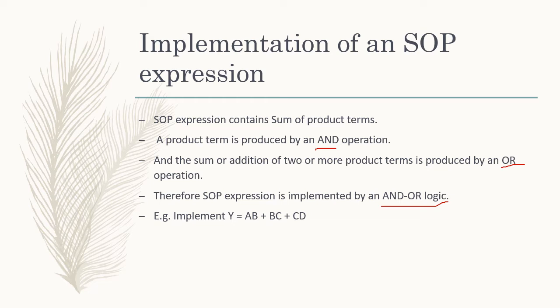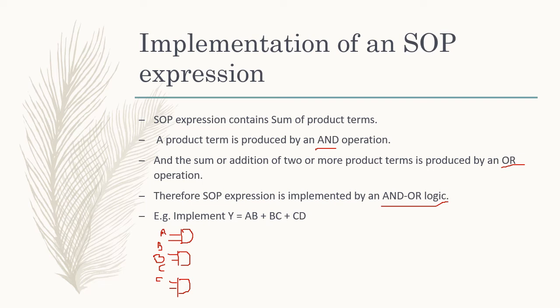Now there is one example where we just have to implement this SOP equation, which is y equals AB plus BC plus CD. At first you just have to identify the expression, and after that let us implement it. For the product terms we are taking the AND gate. For AB you just have to label your inputs here, A and B, then this is for BC, and the third one is CD.